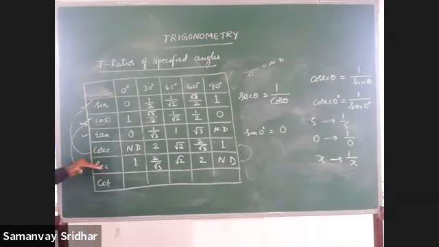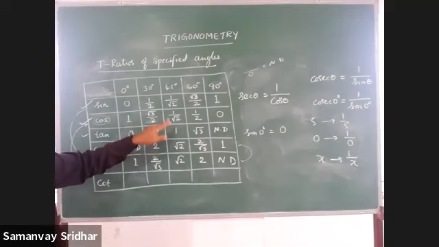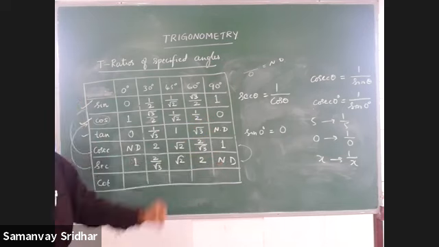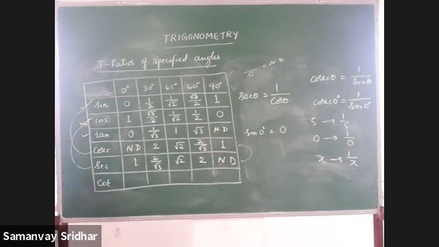Or secant theta is the reciprocal of cos theta: 1, 1, root 3 by 2, 2 by root 3, 1 by root 2, root 2, 1 by 2, 2, 0, not defined. Got this? Okay. Right? Then we have to go for the cot.